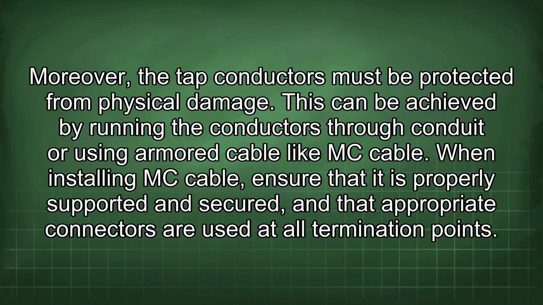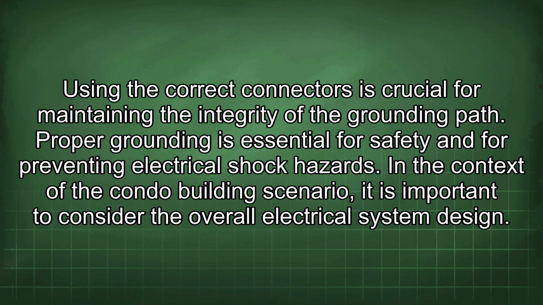Moreover, the tap conductors must be protected from physical damage. This can be achieved by running the conductors through conduit or using armored cable like MC cable. When installing MC cable, ensure that it is properly supported and secured, and that appropriate connectors are used at all termination points. Using the correct connectors is crucial for maintaining the integrity of the grounding path. Proper grounding is essential for safety and for preventing electrical shock hazards.